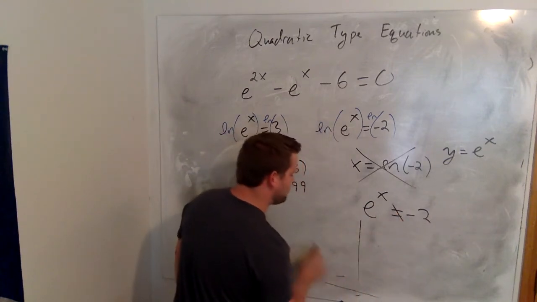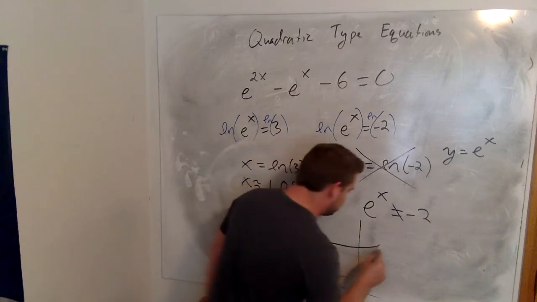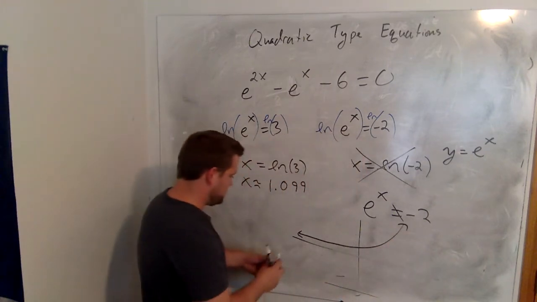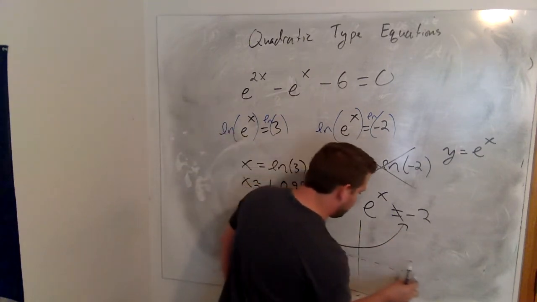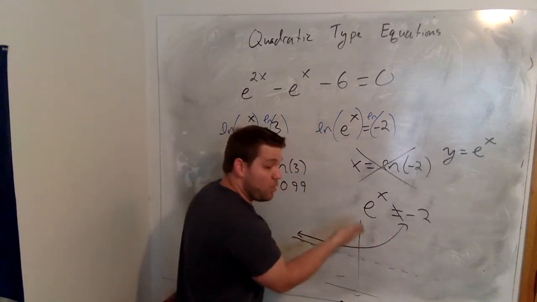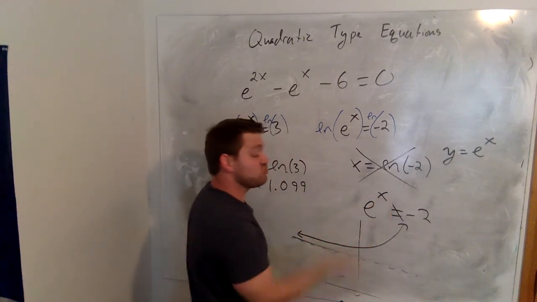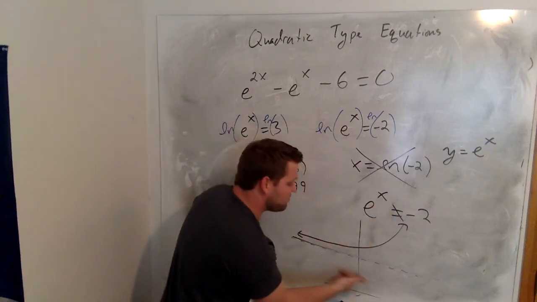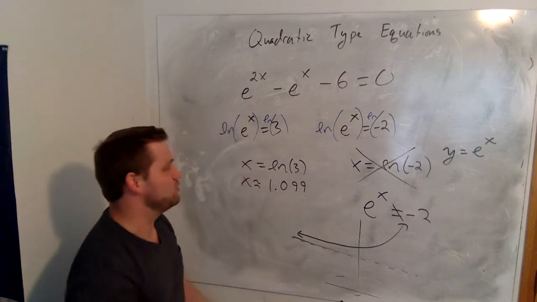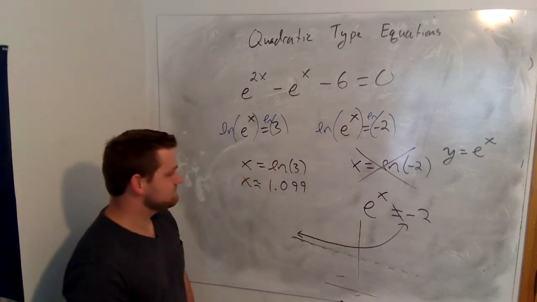What does the graph of e to the x look like? That's an exponential function. Okay, what's true about exponential functions? Well, ones that haven't been transformed, they're always above the x-axis. They only spit out things strictly bigger than 0. Of course, there's no output that gives you negative 2. That's another reason why you can't take natural logs of negatives.